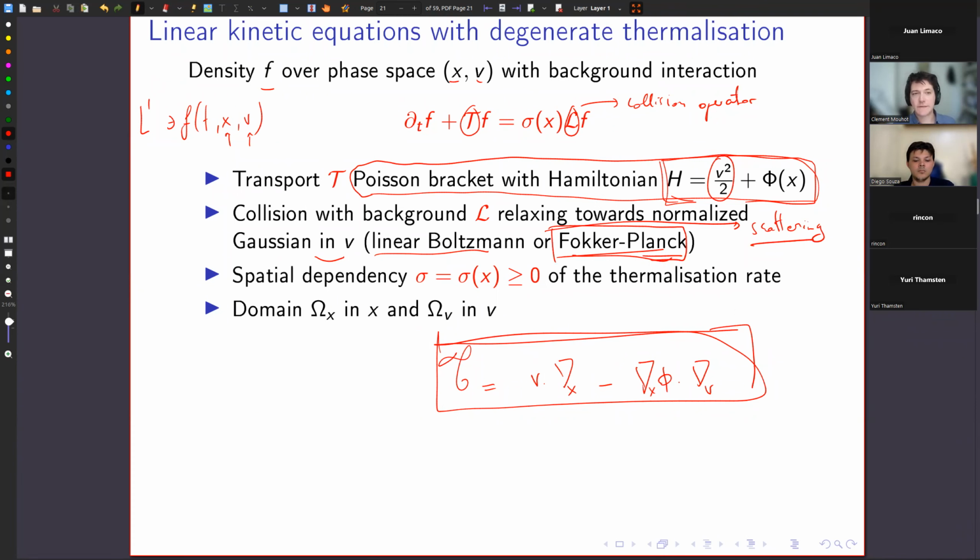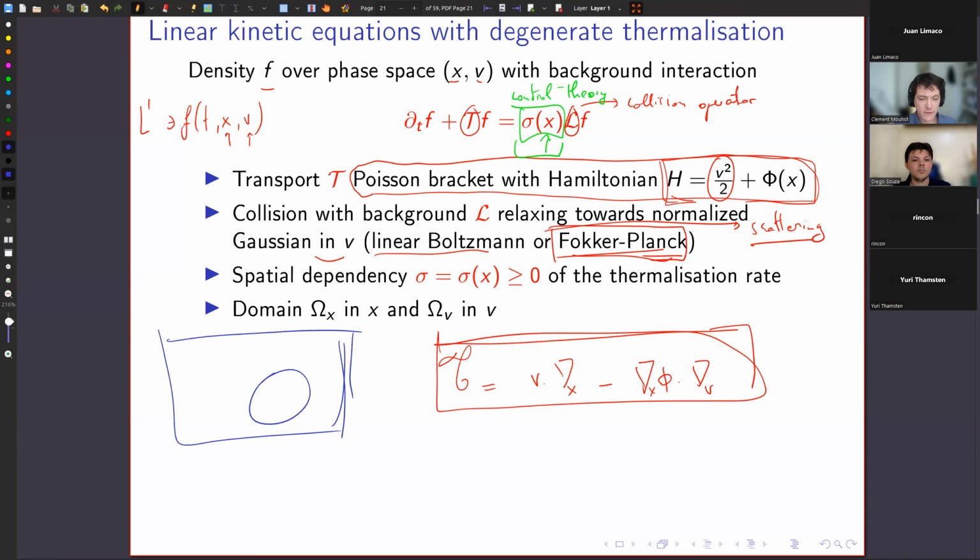The spatial dependency is what I'm adding here, and this is where we'll have some control theory entering into the game. This is what makes the question more interesting. So that's what I told you, that the system we're looking at will have a thermalization in a path. Let's say sigma will be 1 here and sigma will be 0 outside. So there will be collisions here and pure transport outside of it.